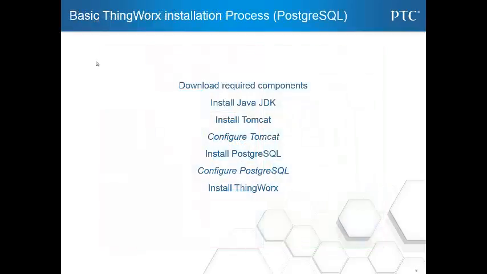The basic ThingWorx installation process looks like this. First, we download any required components, install the Java JDK, install Tomcat, configure Tomcat, install Postgres if required, configure Postgres, again if required, and finally install ThingWorx.